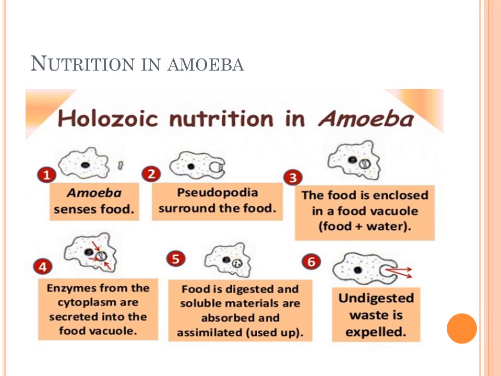This is the process of nutrition in amoeba, where amoeba senses the food. Pseudopodia surround the food. The food is enclosed in a food vacuole. Enzymes from cytoplasm are secreted into the food vacuole. The food is then digested and soluble materials are absorbed and assimilated. This process is absorption and assimilation. And the undigested waste is expelled, which is egestion.